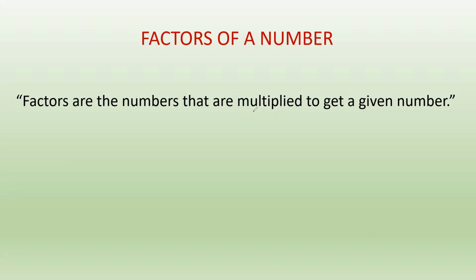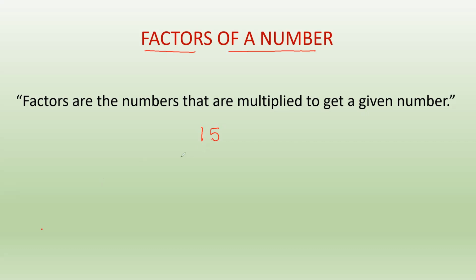Hello everyone. Today let us understand what are factors of a number. Factors are the numbers that are multiplied to get a given number. So basically, if we have a given number, the numbers that we can multiply to get that particular number are called factors. For example, if we take say number 15.